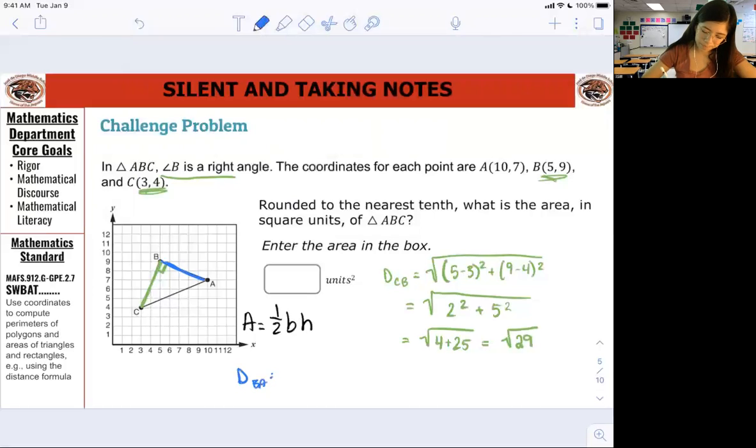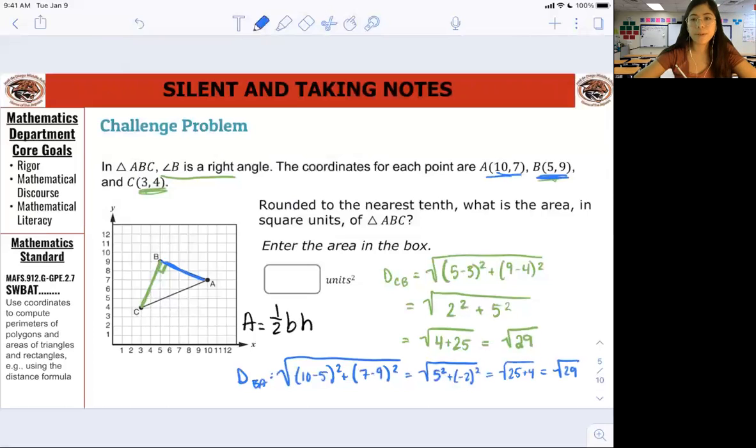Okay, for BA, same thing. It's all up here. No need to look anywhere else. For BA, I would get 10 minus 5 squared plus 7 minus 9 squared. 10 minus 5 is 5. 7 minus 9 is negative 2. That's going to be 25 plus 4, which is also 29. So we get the same answer for both, square root of 29. Questions on that?